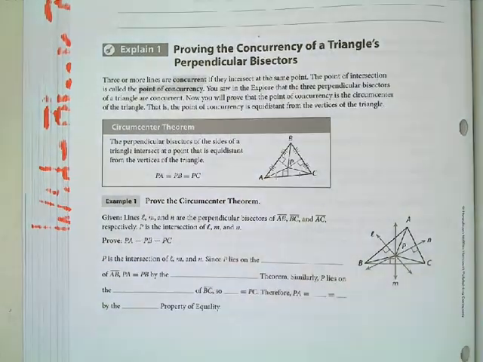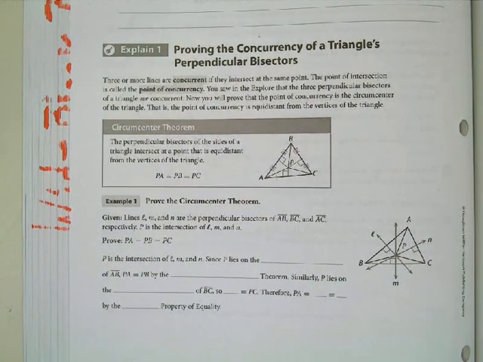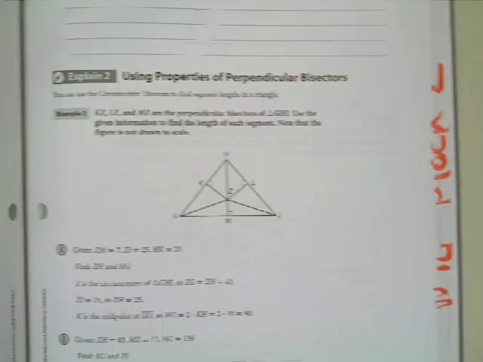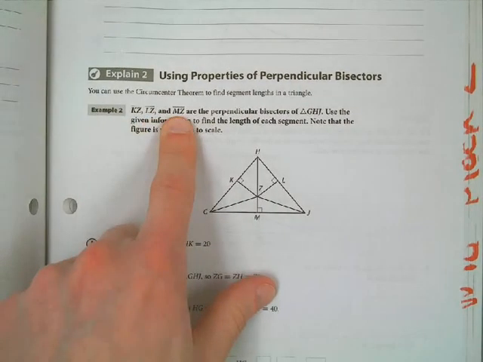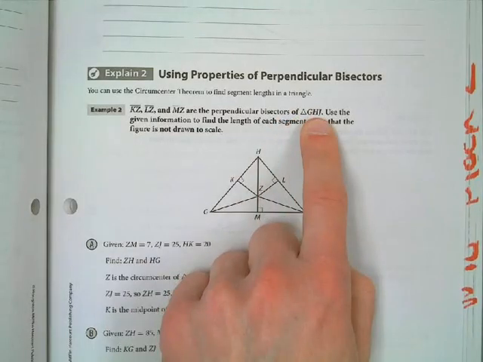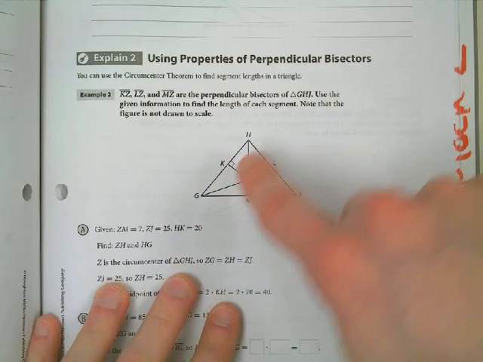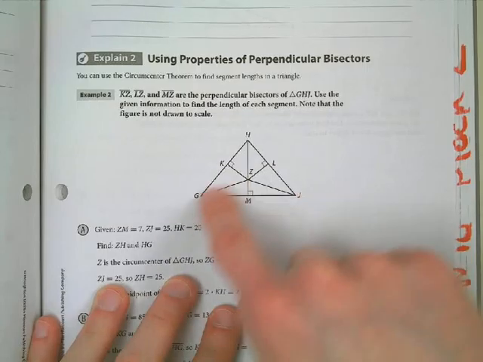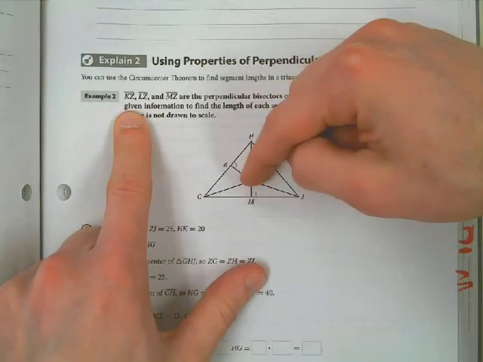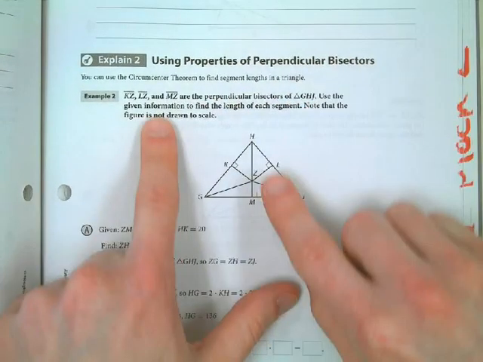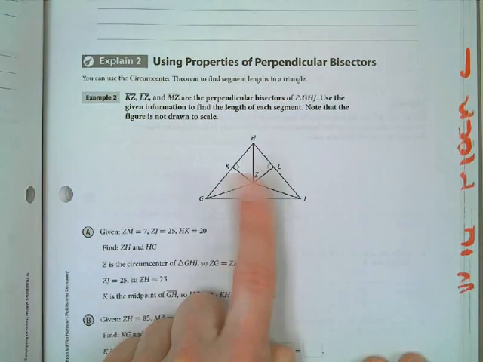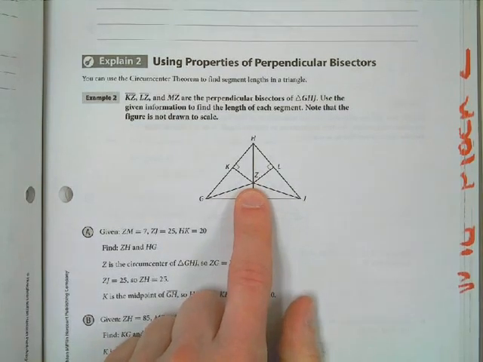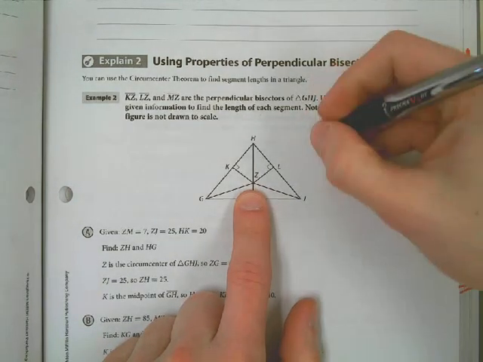All right, so if we skip over to the next page, 361, we're told that KZ, LZ, and MZ are the perpendicular bisectors of triangle GHJ. So let's just absorb that, right? Here's triangle GHJ, big triangle there. KZ, there's KZ. That's a perpendicular bisector. LZ is also a perpendicular bisector, and MZ is a perpendicular bisector, making point Z what? The circumcenter. That's right. Z is the circumcenter here.